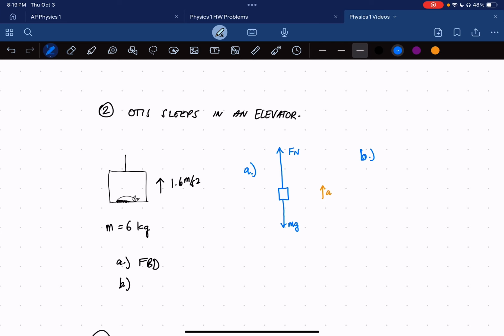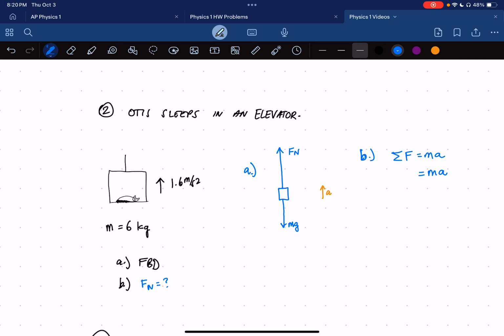So let's do part B. The question was going to be, what is Fn? And we're going to use Newton's second law. Sum of all forces equals ma. We ask ourselves, is there acceleration? And in this case, yes, there is. So don't substitute right away. That's one thing I really recommend not to do in this situation. Don't substitute m or a yet. We should leave that for the end.